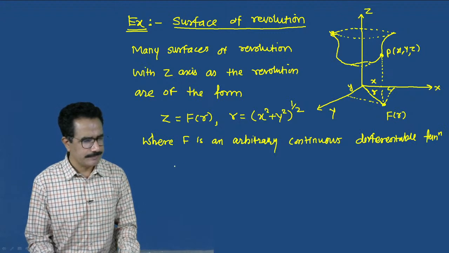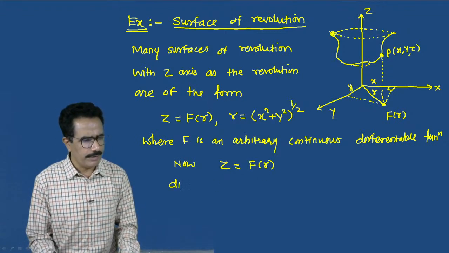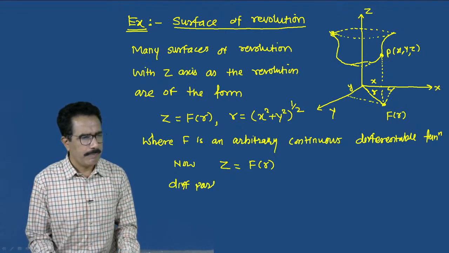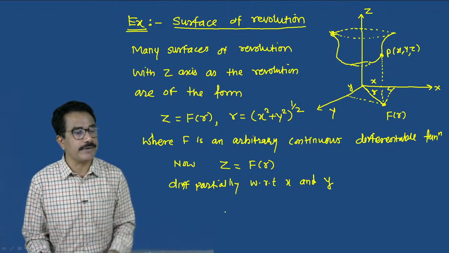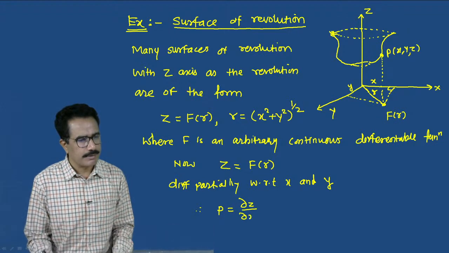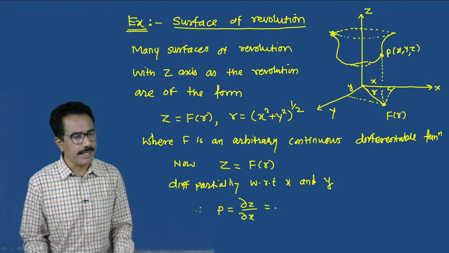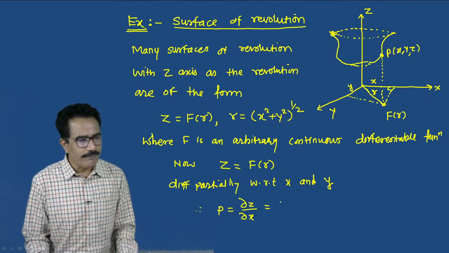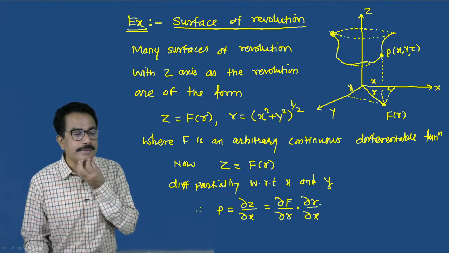Now by differentiating z is equal to f of r partially with respect to x and y, then we get p is equal to dou z by dou x, which is equal to dou f by dou r into dou r by dou x.